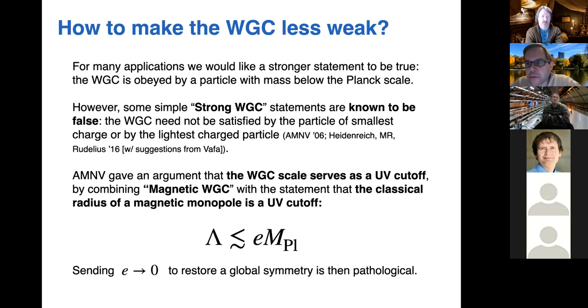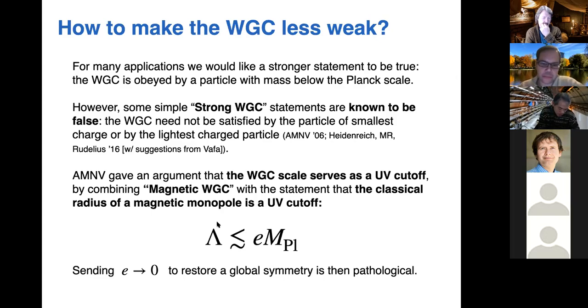Except for one statement, which was called the magnetic weak gravity conjecture in the original paper. That was basically the statement that the scale of the charge of a particle in Planck units should be interpreted not just as some mass scale below which you have to find a particle, but a UV cutoff on the theory in some strong sense. Not just that some new particle has to come in before that scale, but that the theory as an effective field theory of a U(1) gauge field coupled to gravity has to somehow break down dramatically by that scale. One way that could happen is if it's embedded in a non-abelian theory, for instance, but something qualitative has to happen that changes the way the theory behaves.